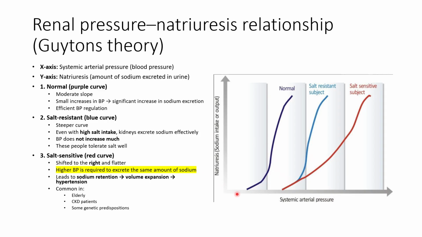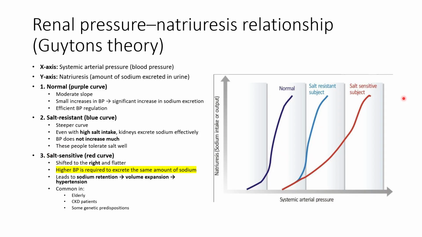So basically, the normal purple curve, you can see it has a moderate slope. That means any small change in BP leads to significant increase in sodium excretion. Now, salt resistant is the blue curve. It is far steeper. That is, even with high salt intake, kidney excretes sodium effectively. You see, the arterial pressure has increased, but the slope is steep.